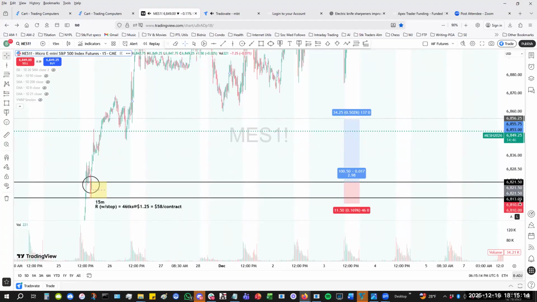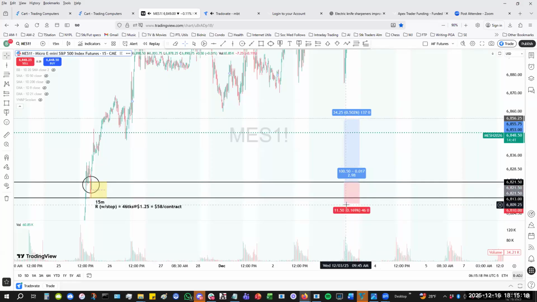So right there, that's 8 S&P points approximately. And then I give it a little extra wiggle room, a little extra cushion, a little extra room to breathe. I give it basically another 3 points or so, which of course is 12 ticks on the S&P. Okay, so the entire dimension of this zone was actually 46 ticks.